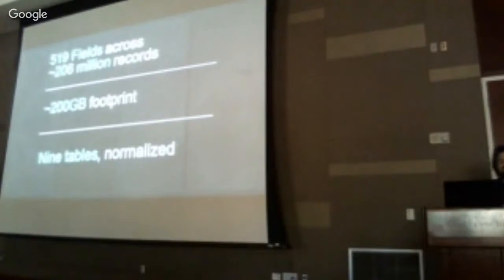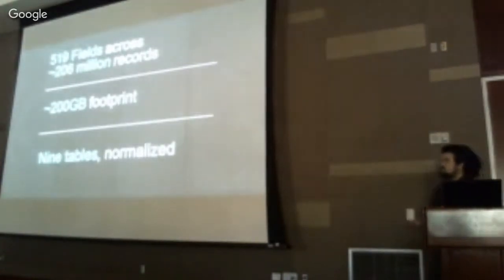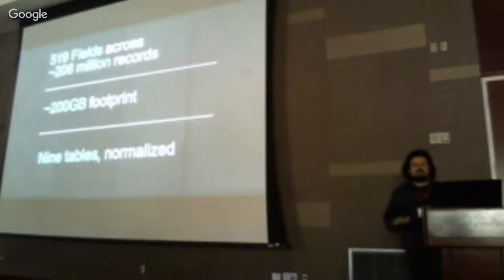So as far as how the actual data set looks like, once you expand all the bands plus all the other fields, we got about 519 fields across the 206 million records. It has about 200 gigabyte footprint, and it's normalized across 9 different tables. So the footprint is pretty small, it's homogeneous. This kind of makes it an ideal testing ground for this sort of thing.